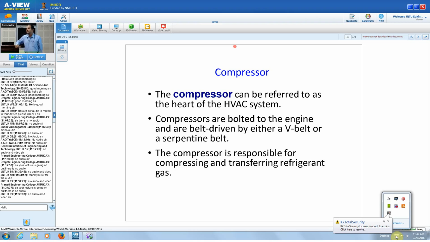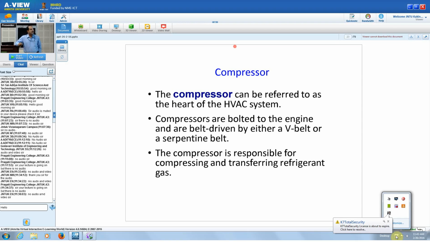HVAC system. And there is very high demand in some other countries like Dubai and Saudi. If you know HVAC very well, then we have very high demand, particularly in Dubai, because the temperature is very high there. That's why HVAC people go to those types of countries.